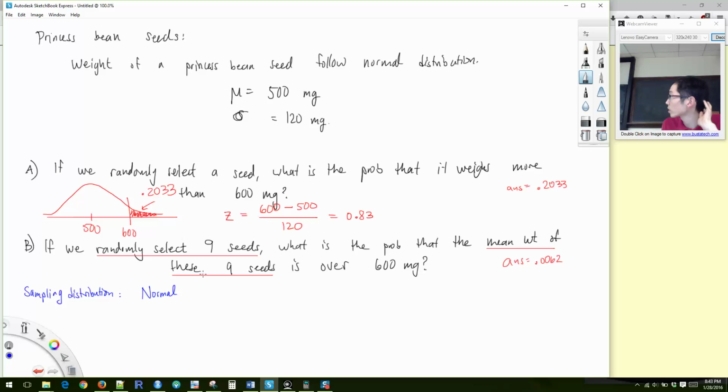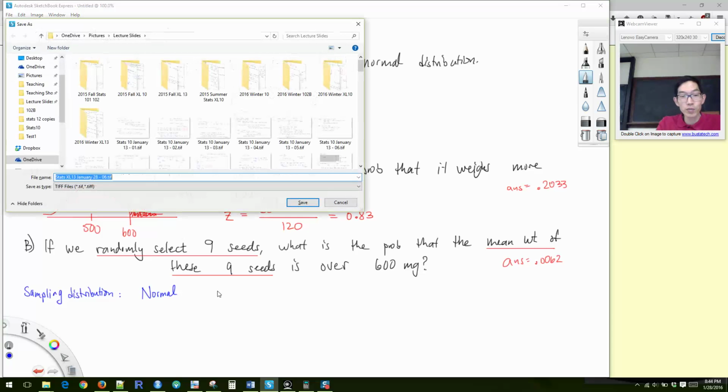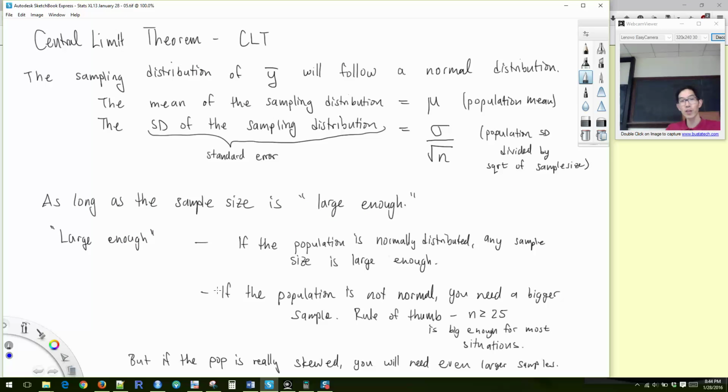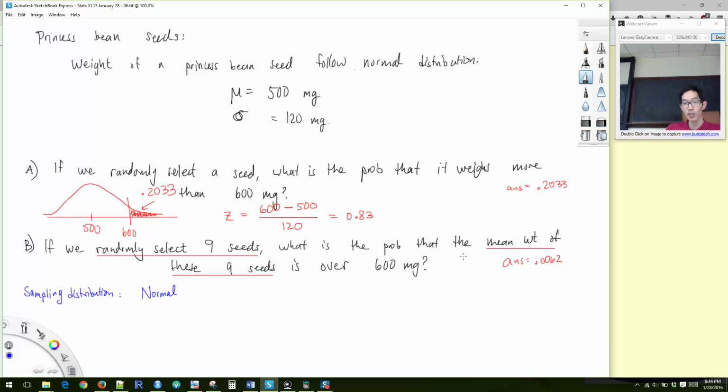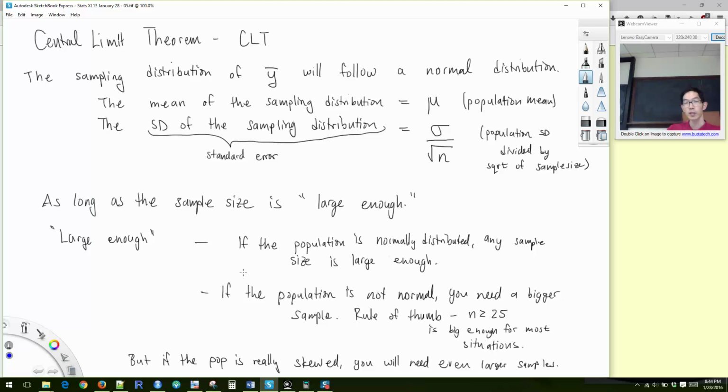Okay. That's just what we've said as fact. From the central limit theorem, we said the sampling distribution of y bar, meaning the sampling distribution of the mean weight of a sample, right? Y bar is the mean weight of a sample, so we're looking at the mean weight y bar of these 9 seeds, okay? And we know that the sampling distribution follows a normal distribution. What's the mean of that sampling distribution? Mu, same as the population mean. What's the standard deviation of our sampling distribution? Sigma over the square root of n, okay?